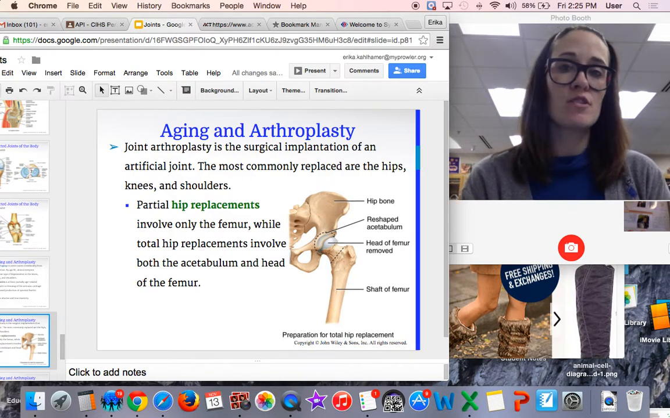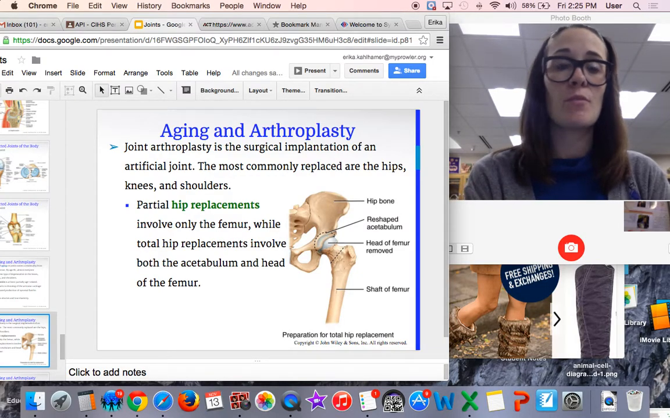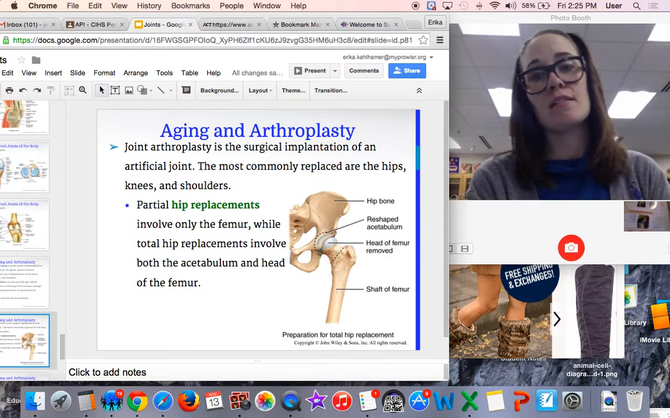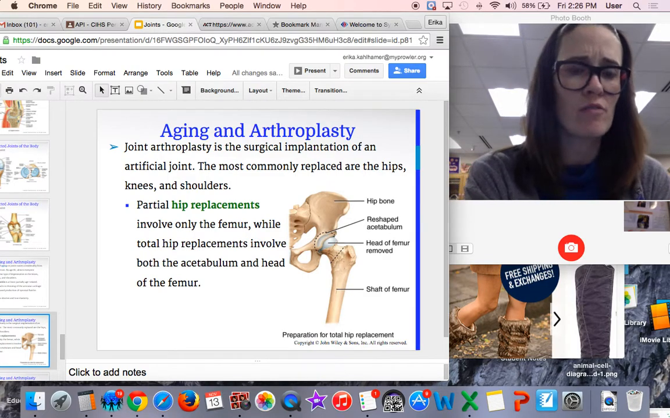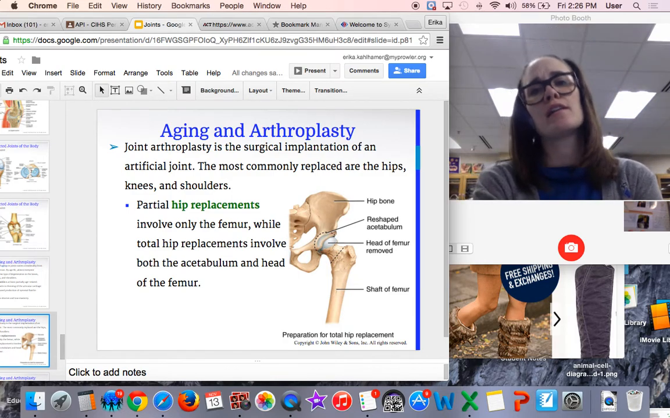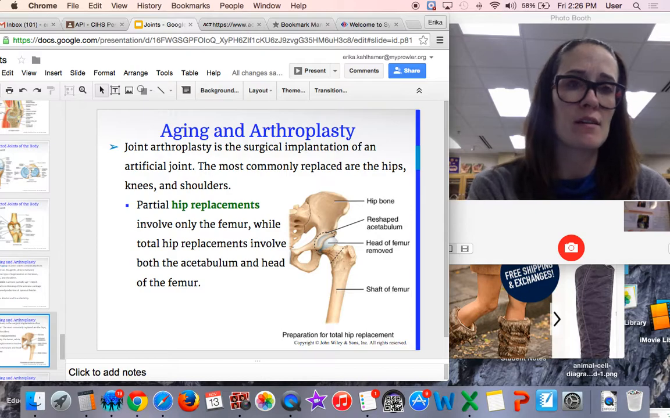There are different surgical things that you can do to help a joint that's suffering. The most common joints that are replaced, hips, knees, and shoulders. And a joint replacement isn't they're taking a whole bone out and replace it with another bone. They actually just repair parts of where the joint meets.